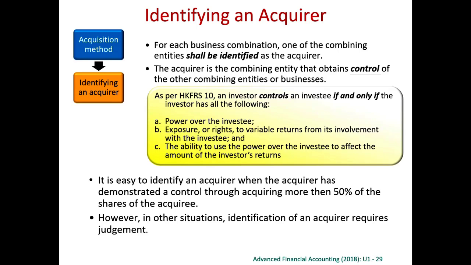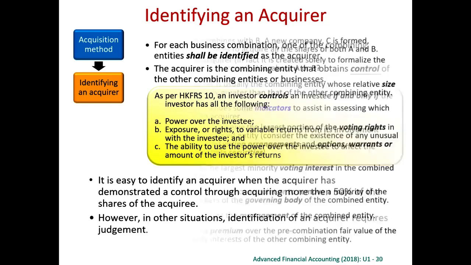So this is step 1. Step 1 is we have to identify the acquirer. For each business combination, we must identify the acquirer. It is the acquirer who comes to acquire the business of the acquiree. The acquirer is usually the combined entity that obtains control of the other combined entity. In the usual case, it is easy to identify the acquirer because if party A comes to acquire party B, of course party A is the acquirer.